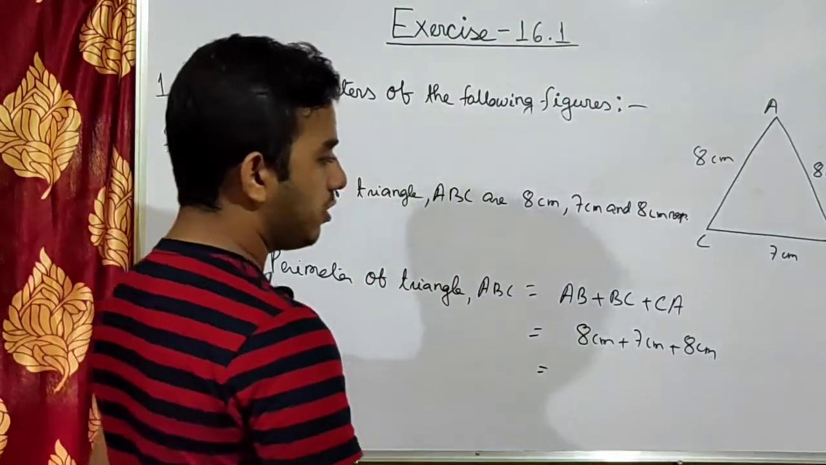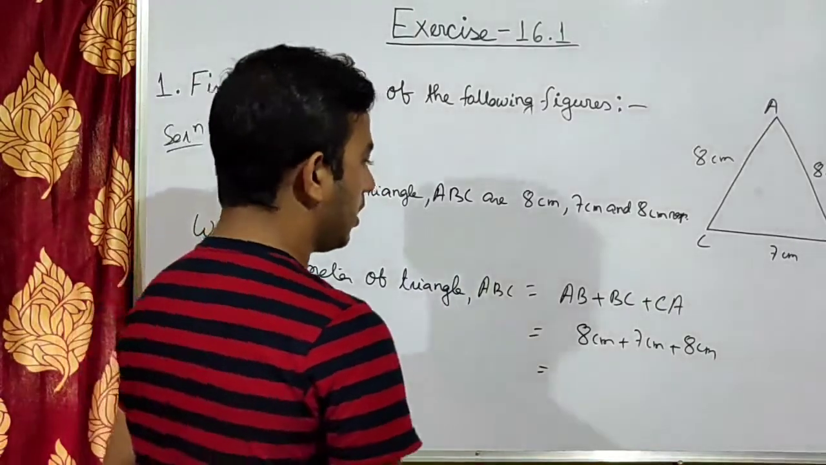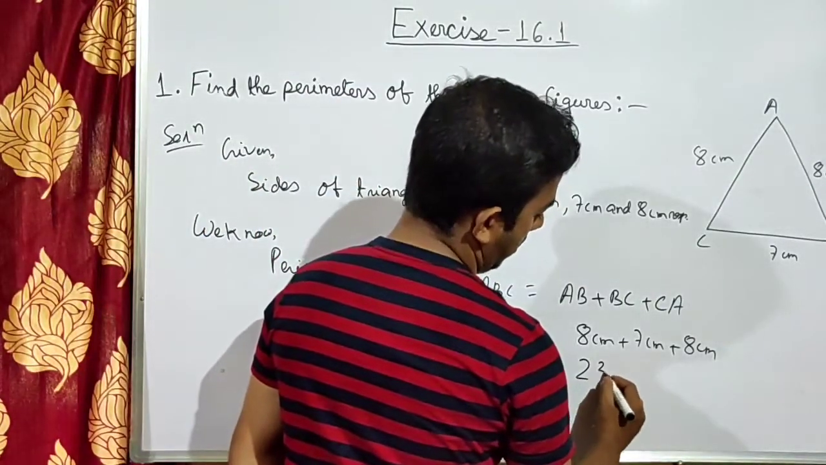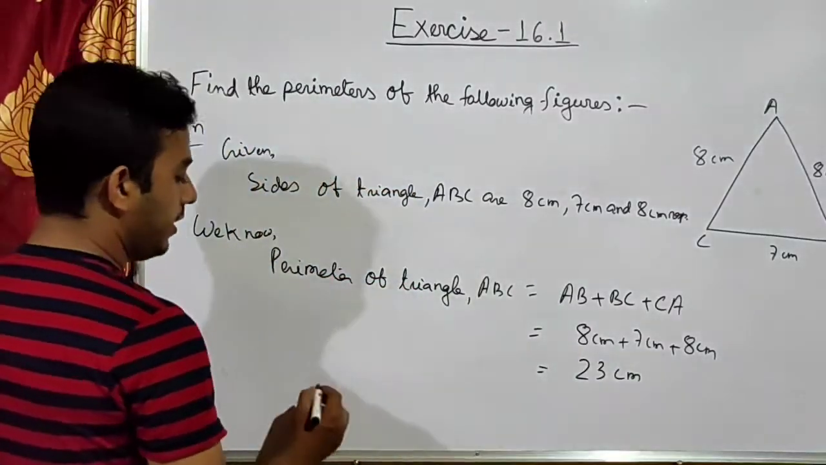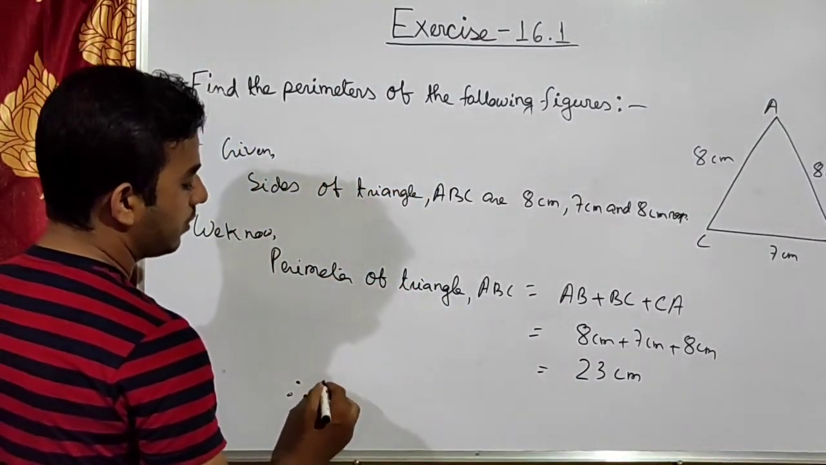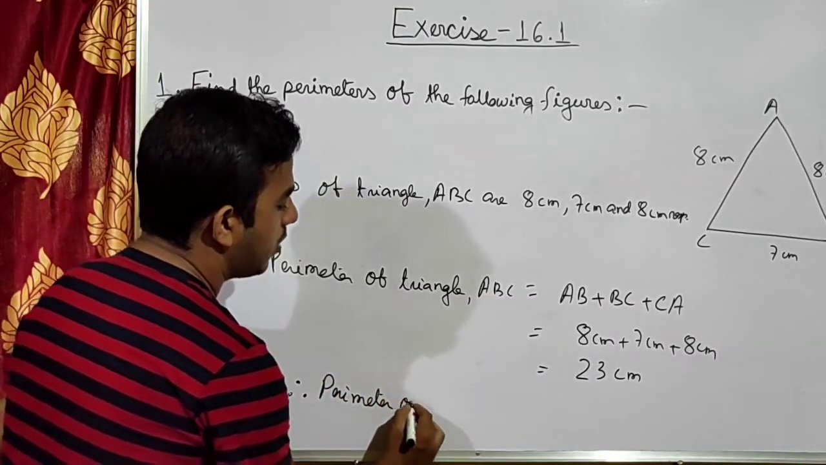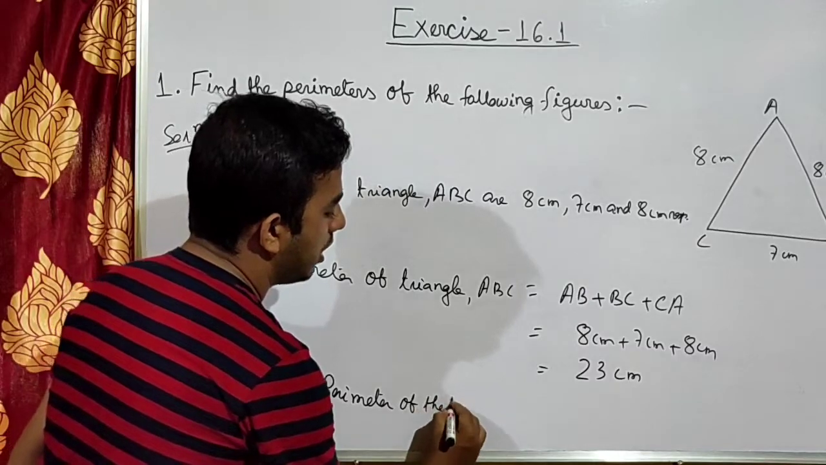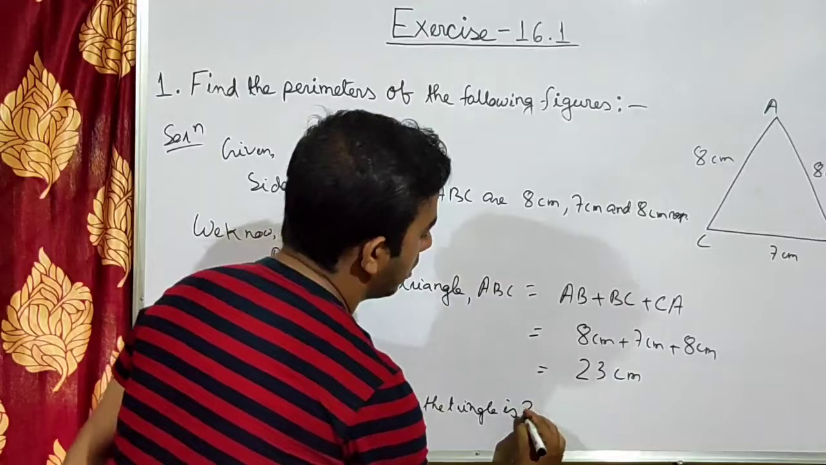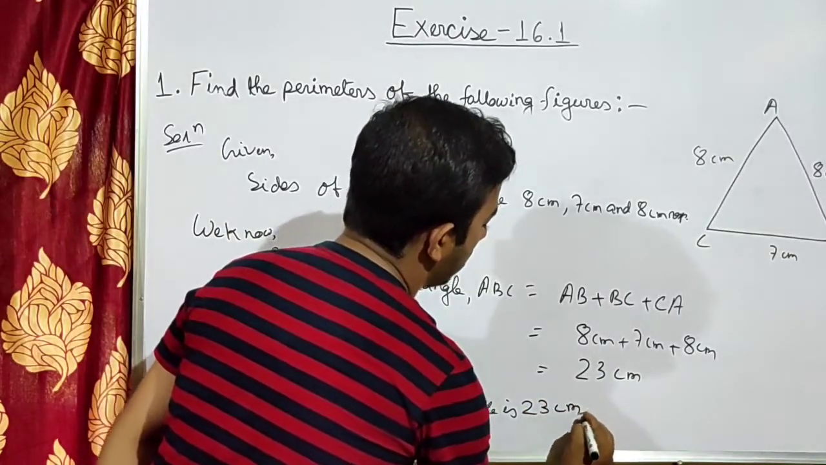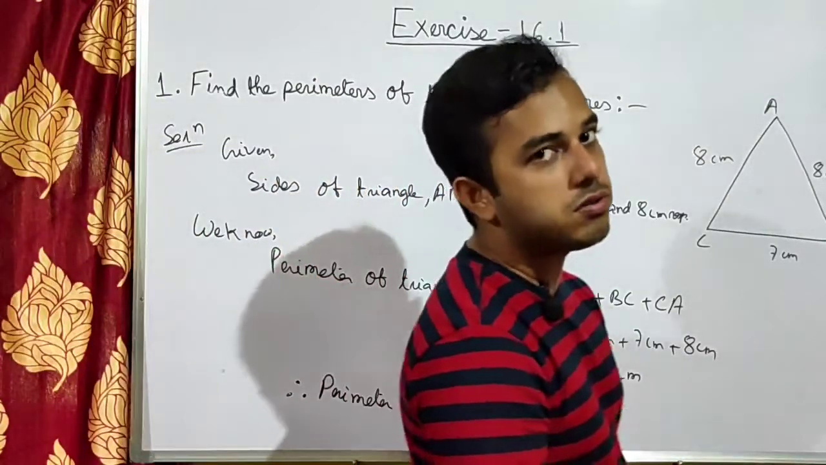So 8 plus 8 is how much? 16. 16 plus 7 is 23. 23 centimeters. Clear? So we'll write, therefore, perimeter of the triangle is 23 centimeter. Clear? That is how you find the perimeter of an isosceles triangle.